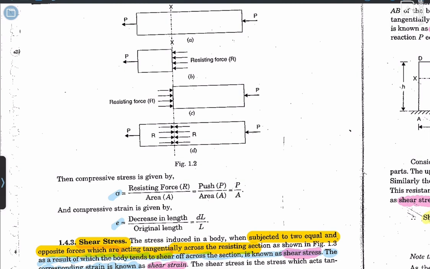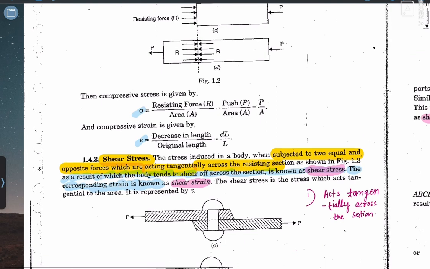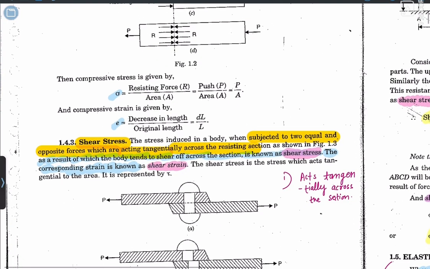Okay, and across the XX section, we are getting the resisting force. So resisting force will be equal to P within the elastic limit. So here the compressive stress formula will be the same as tensile stress. So sigma is equal to P by A. That is easy to remember. Okay, and compressive strain is represented by small e, which is dL by L.